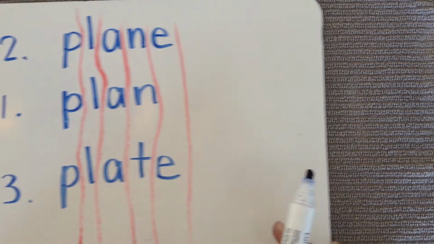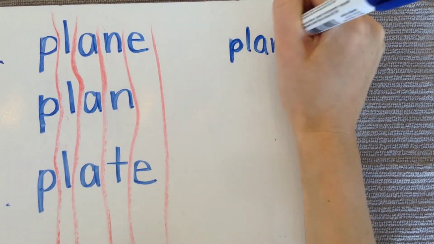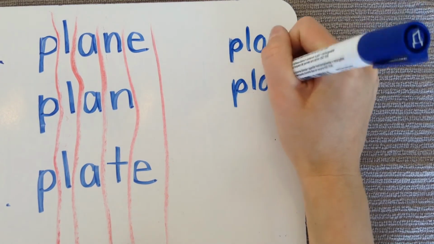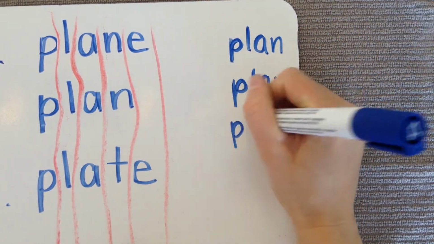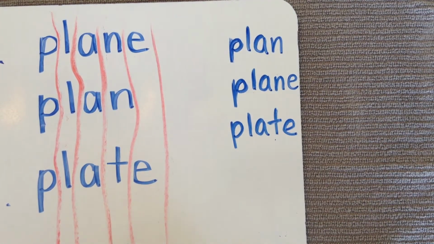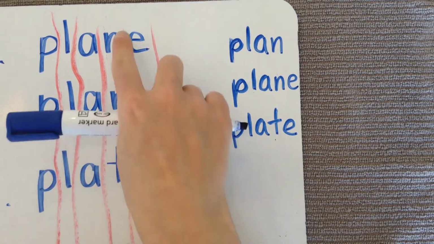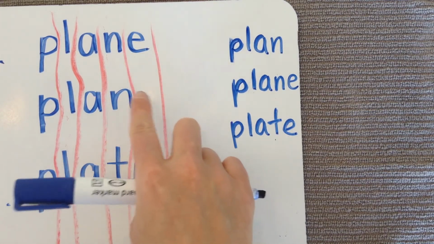When we write these words in ABC order, we write them like this. Plan, plane, plate. They're organized according to the alphabet. And remember, whenever a word runs out of letters to compare, it finishes before or first.